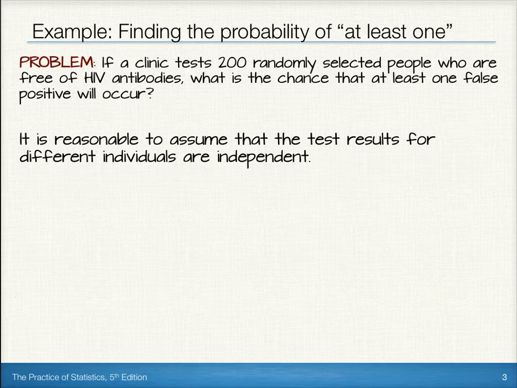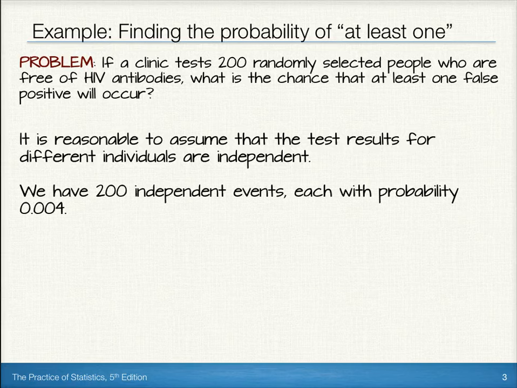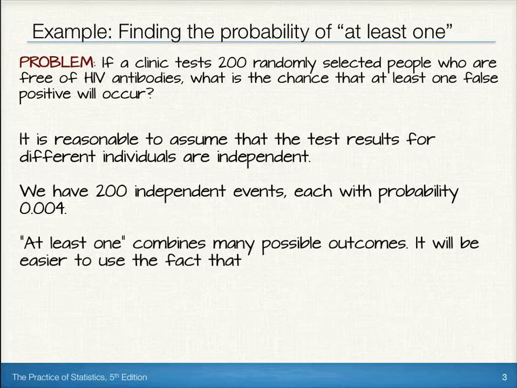Well, it's reasonable to assume that the test results for different individuals are independent, which means we can use the multiplication rule for independent events. We have 200 independent events, each with a probability of 0.004. At least one combines many possible outcomes. We could have one person who has a false positive, or two, or three, all the way up through all 200 having a false positive.